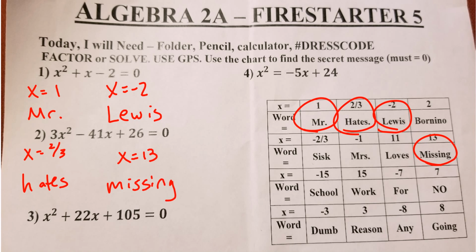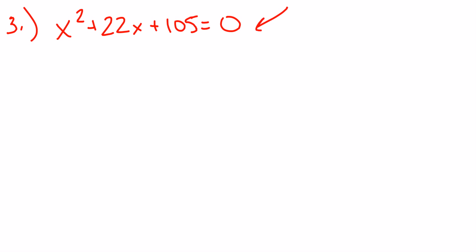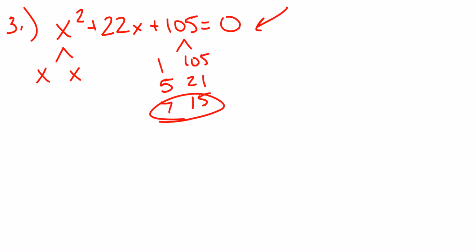Alright, so that's it. Now I'm going to go to number 3. Once again, it already equals 0, so I'm immediately going to go into my factoring. So I have x and x. How do I get 105? Well, I have 1 and 105. 2 doesn't work, 3 doesn't work, 4 doesn't work, 5 works. 5 and 21, 6 doesn't work, 7 and 15. And I'm going to stop right there because 7 and 15 is 22. So I know this is going to be x plus 7 and x plus 15 as my factored form.